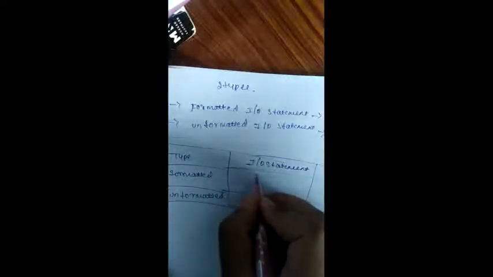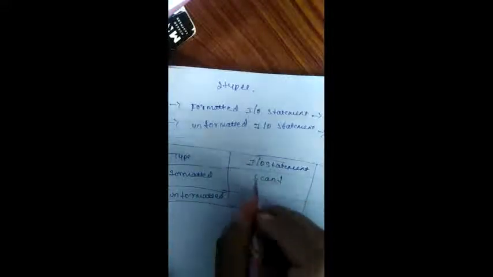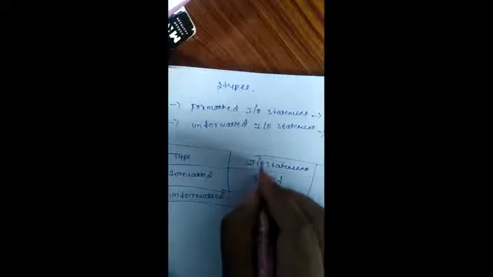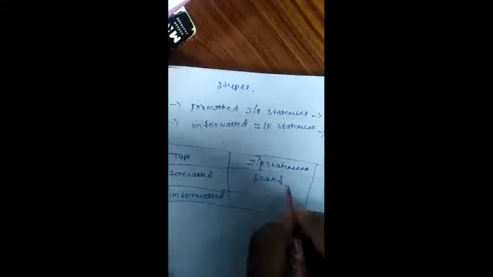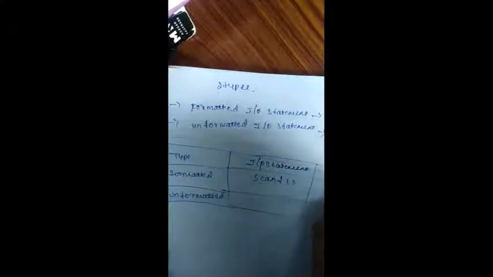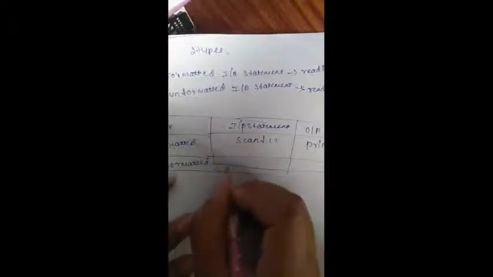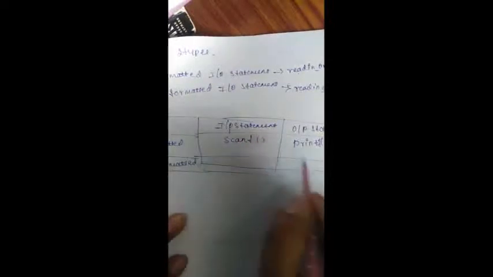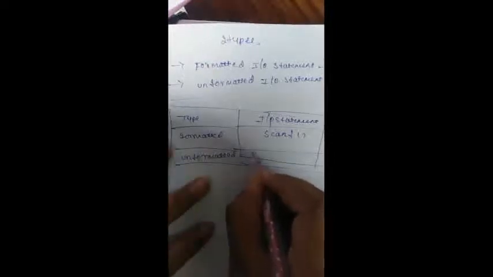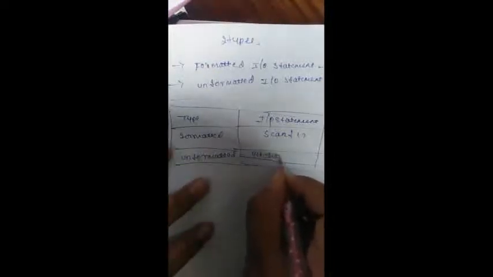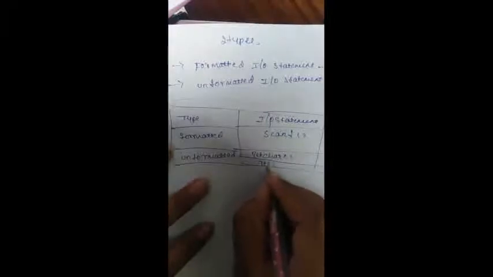See here, in formatted data we use scanf. Scanf is the input statement. What is the output statement? For formatted data we use scanf and printf. Scanf is the input statement, printf is the output statement. For unformatted data we use getchar and gets.